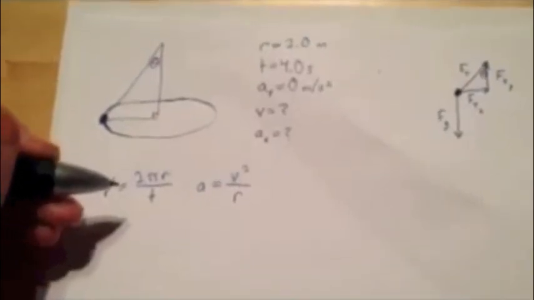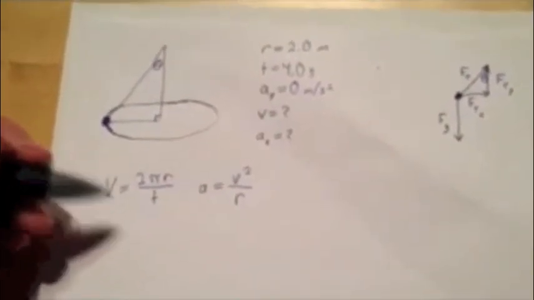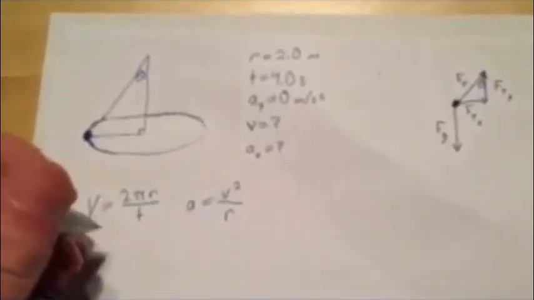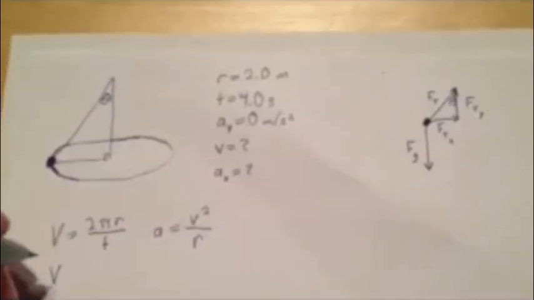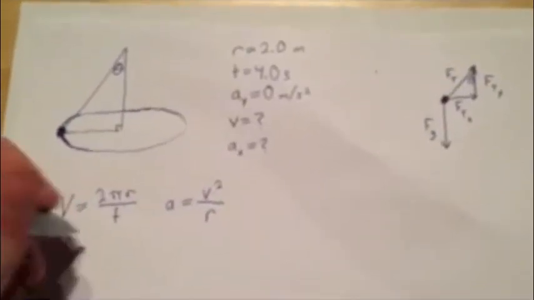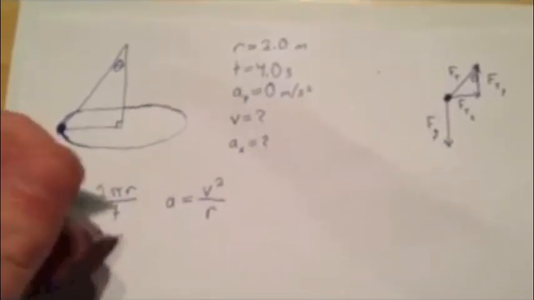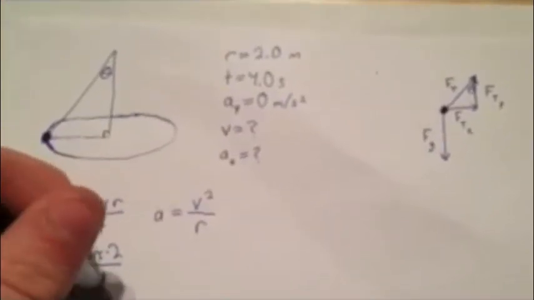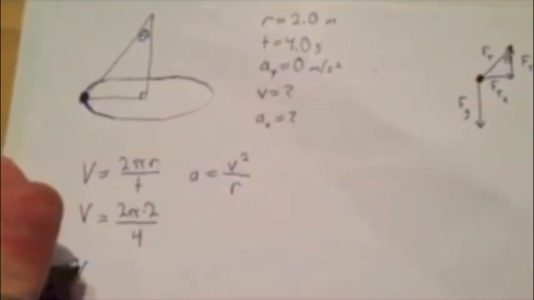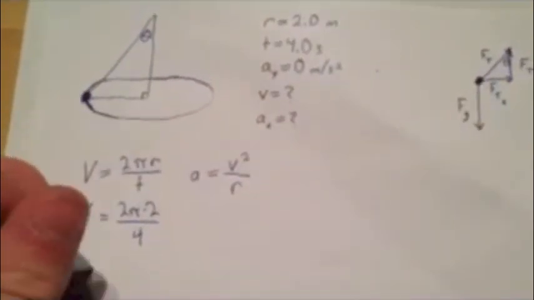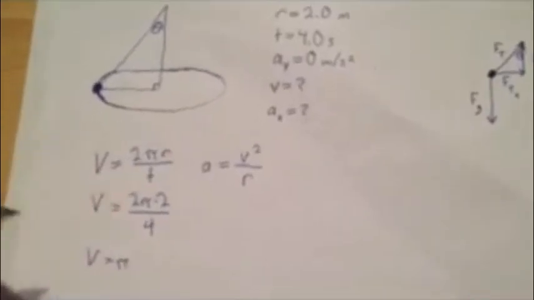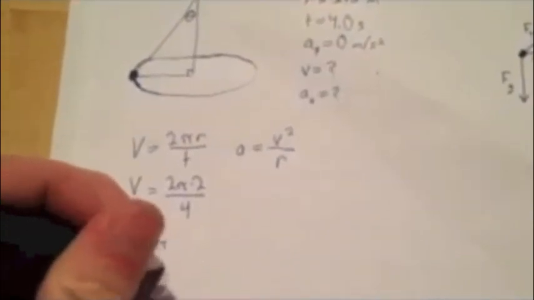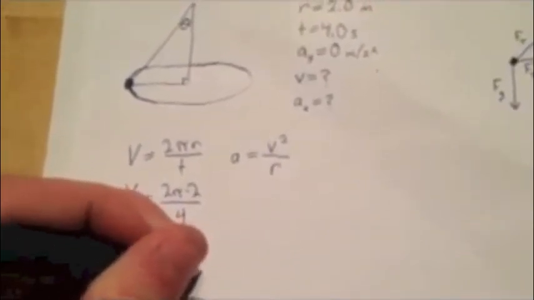Velocity is equal to 2 pi r, the circumference of the circle, over time, that's the period basically, and acceleration is v squared over r. And so we substitute what our givens are. So velocity is equal to 2 pi times 2 over the time, which is 4. And so velocity will be equal to 4 pi over 4, or equal to pi. And now, I wish I could write pi, but physics. So velocity is equal to 3.14 meters per second.